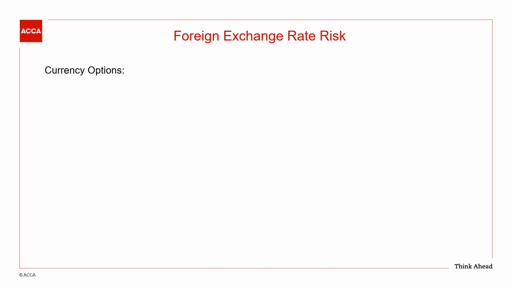In that case, there is another hedging method called currency options. A currency option is like a forward contract, but there is a difference, and that is it's not binding. It gives the right, but not the obligation, to the buyer of the option. Means if you buy a currency option, you buy the right, not the obligation.